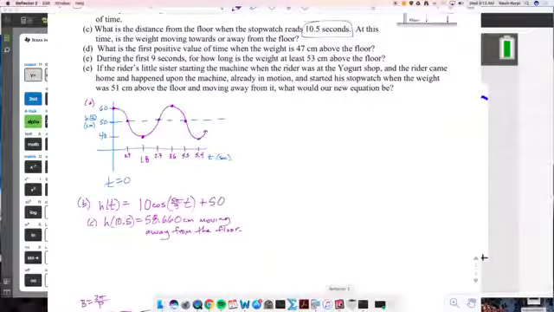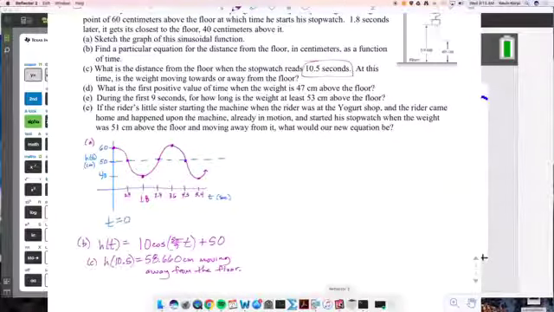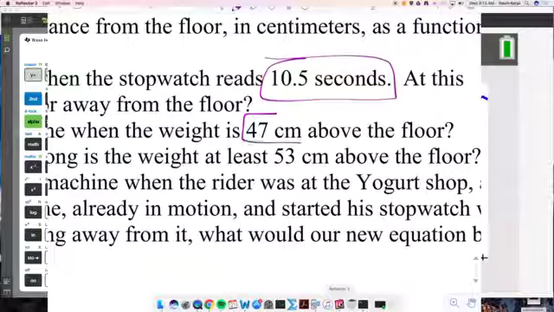Okay. Any comments or questions about part C? Did we answer everything? It's kind of a long question. I think so. Part D. What is the first positive value of time when the weight is 47 above the floor? All right, so 47, is that a T or an H value?